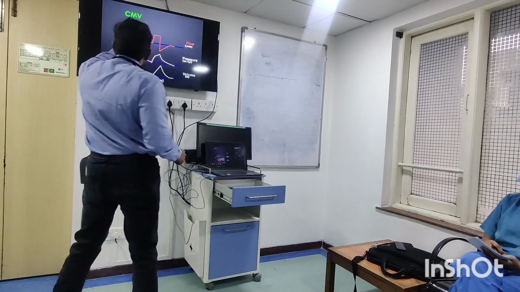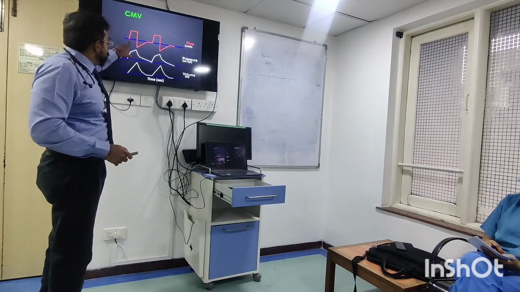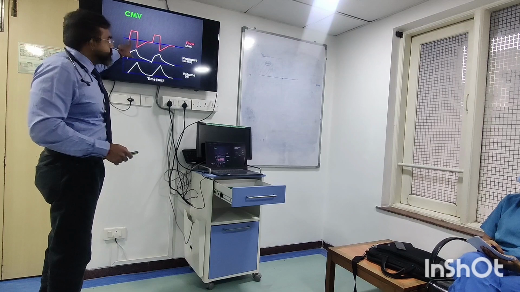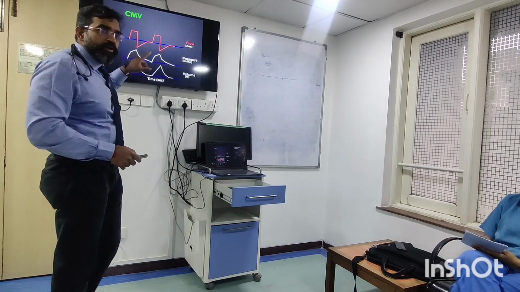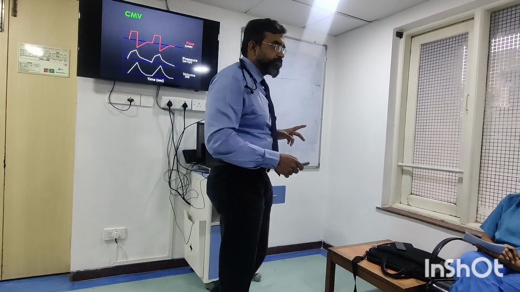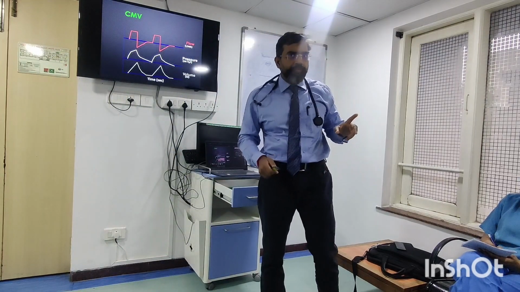So do you see a deflection at the start of the pressure waveform? No. We don't see a deflection at the start of the pressure waveform. So what kind of trigger is this? This is machine trigger. Okay. Or you could say time trigger.